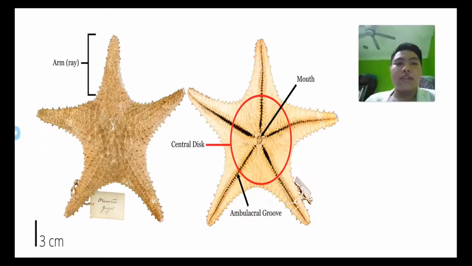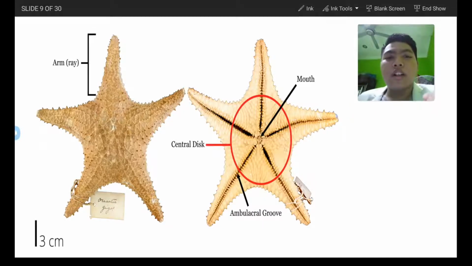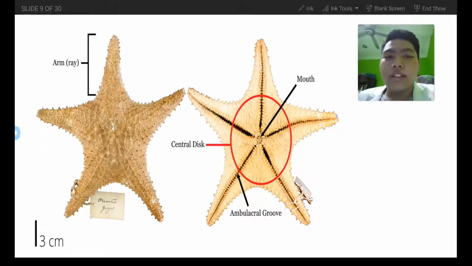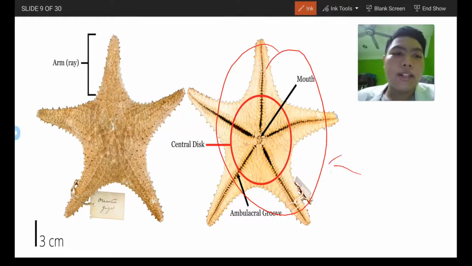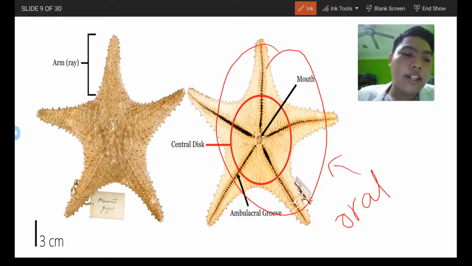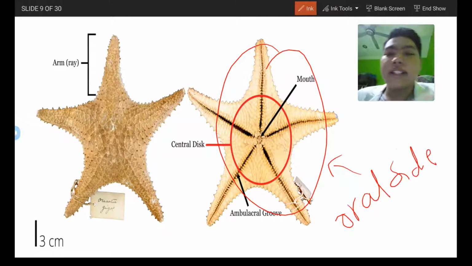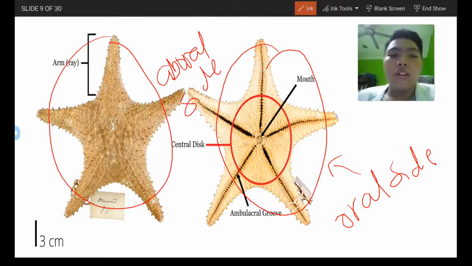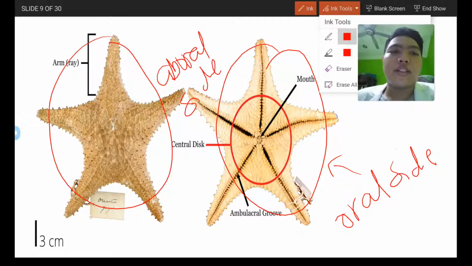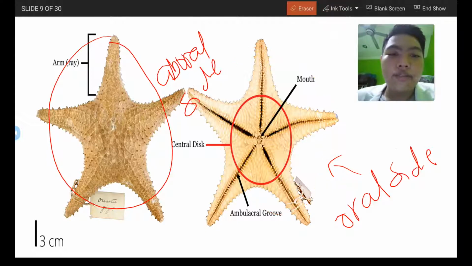Okay, so this is the picture of the oral side. We call this the oral side, and this is the aboral side. Remember, where the mouth is, that is the oral side, and where the back is, that is the aboral side. This applies to all animals. Okay, so let's erase this first.